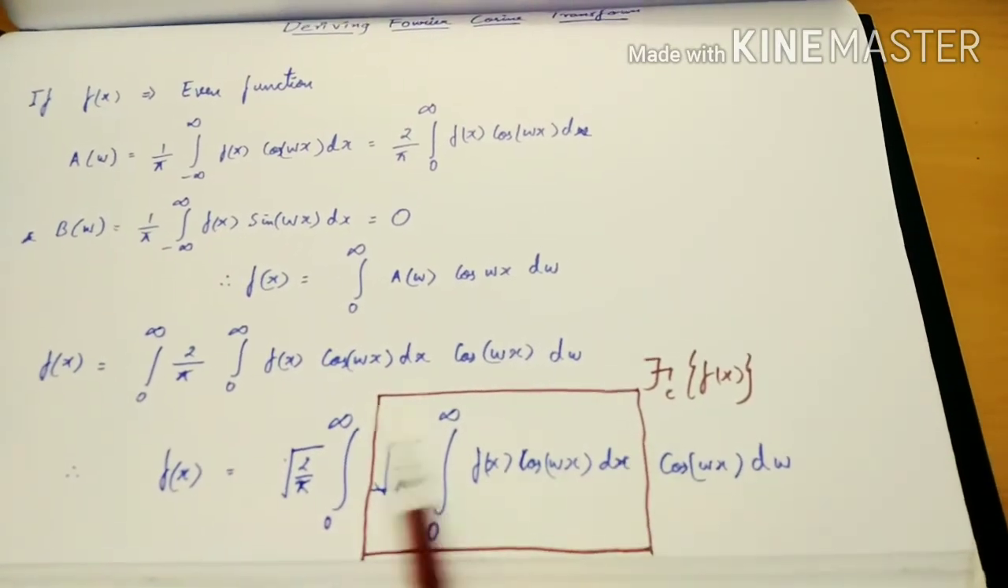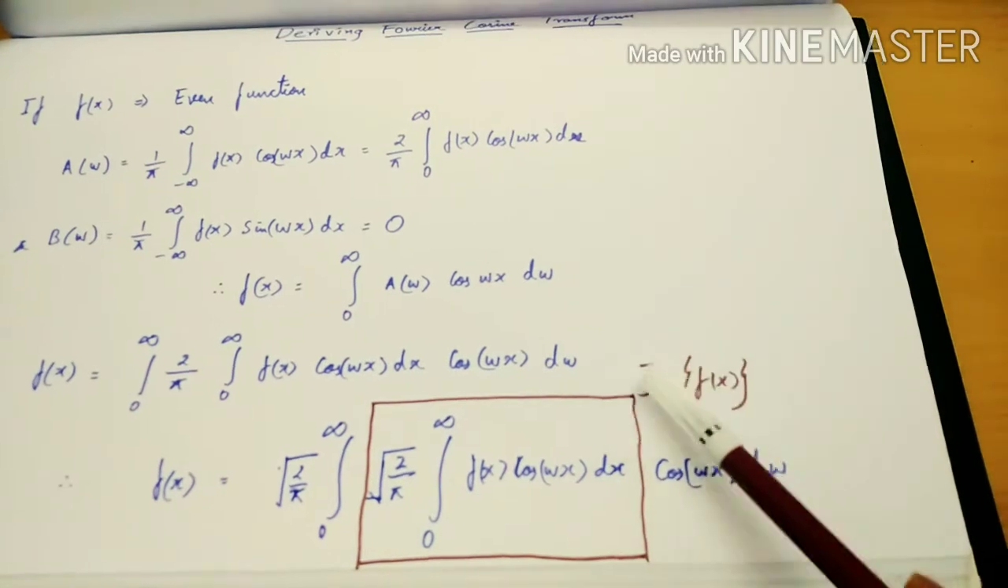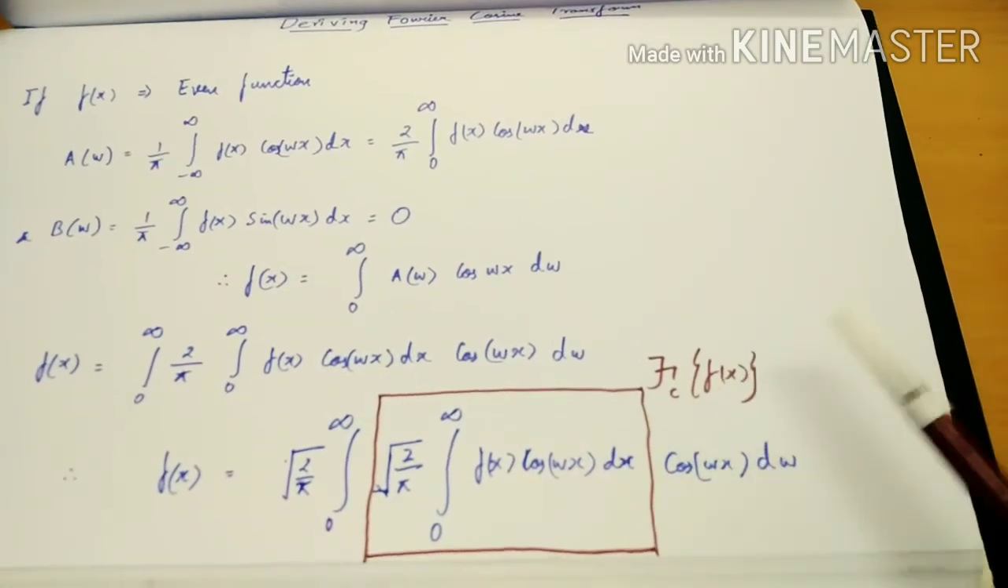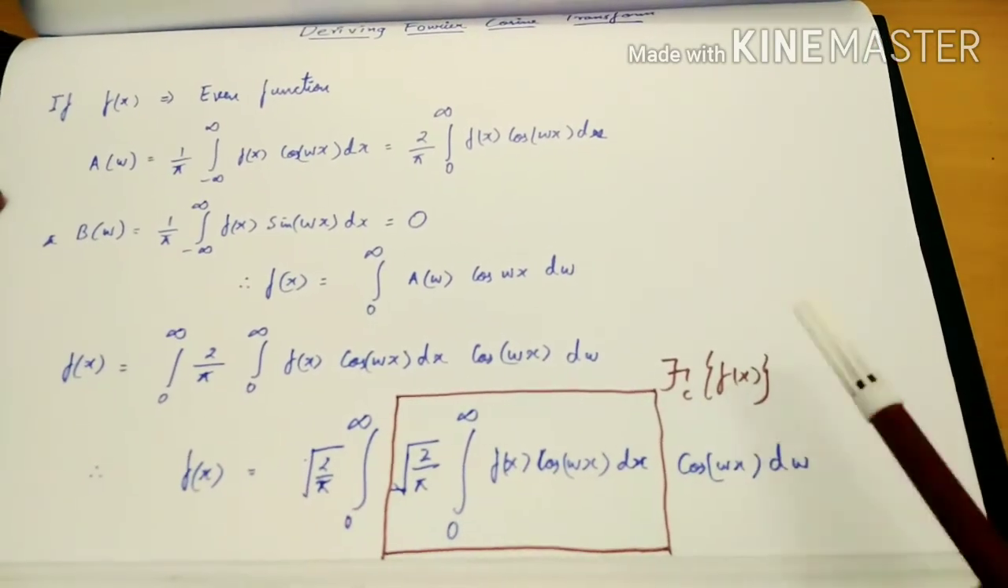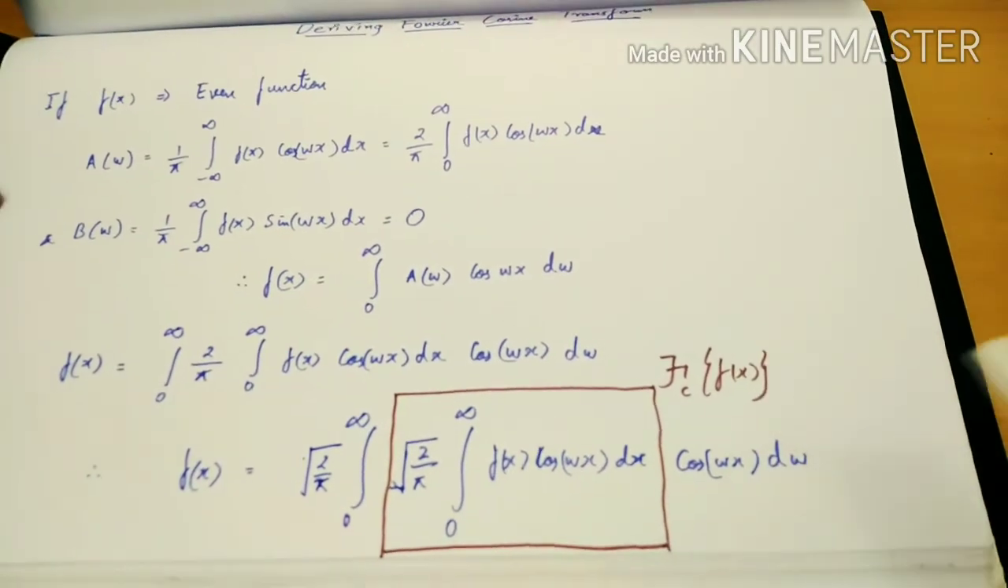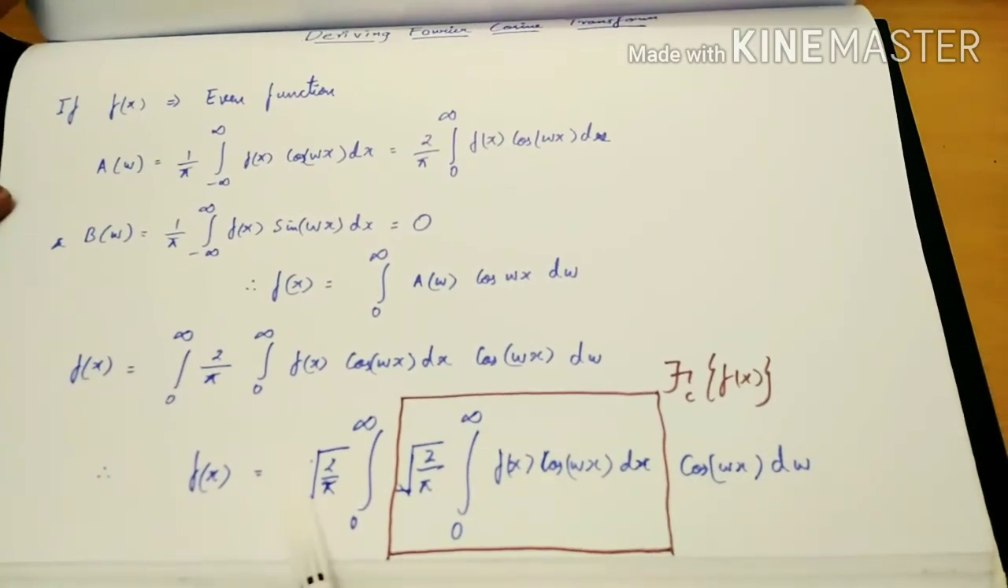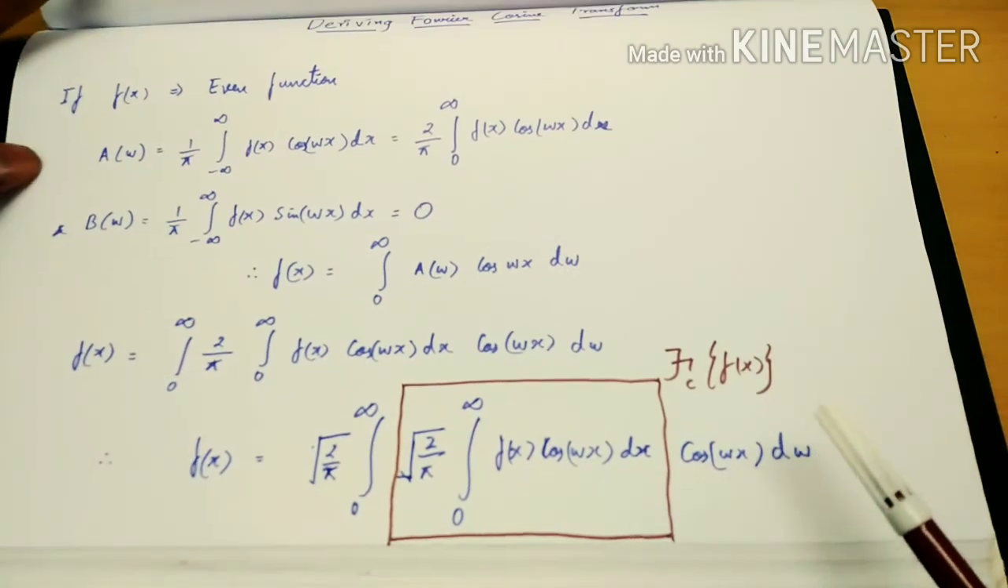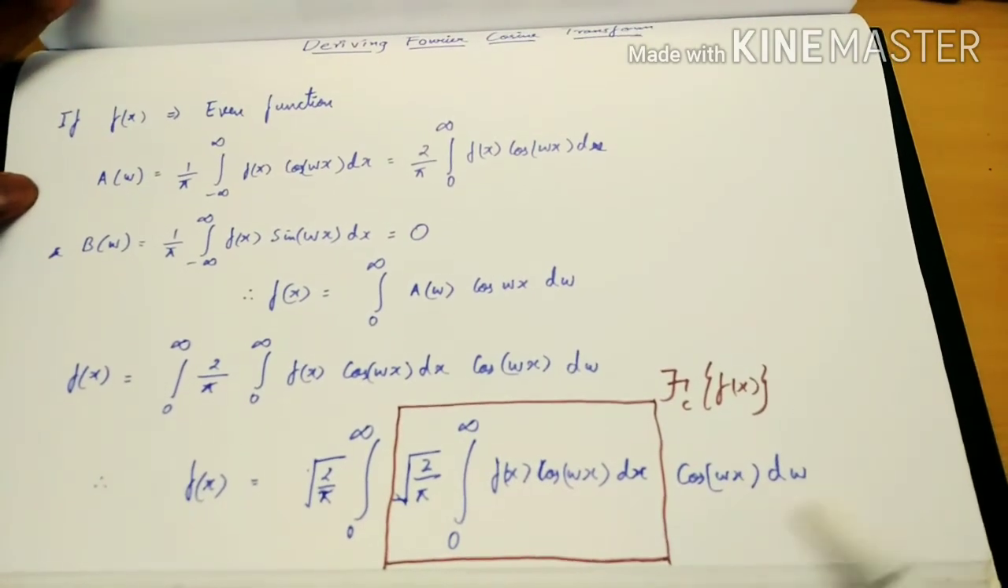Now again this central part is basically the Fourier cosine transform of the function f of x, and the outer part is the inverse Fourier cosine transform, and as they cancel each other out we get f of x. So that's the derivation of the Fourier cosine transform from the Fourier integral representation.